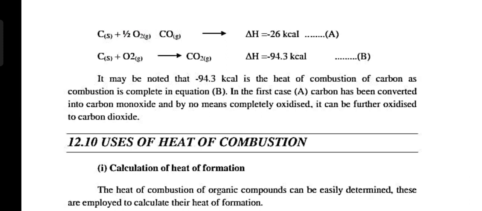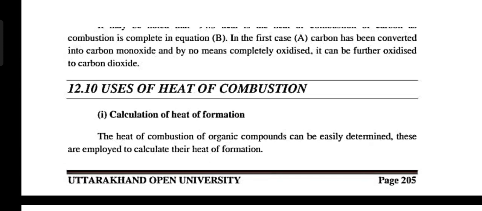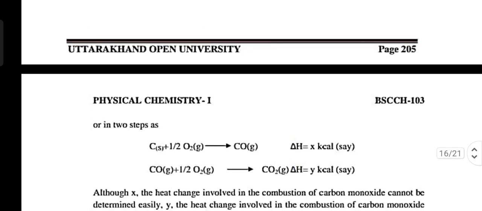Calculation of heat of formation. The heat of combustion of an organic compound can be easily determined. These are employed to calculate their heat of formation, or in two steps, as carbon plus oxygen give carbon dioxide and heat of enthalpy is x kilojoule or kilocalorie. Carbon monoxide plus oxygen give carbon dioxide and heat of enthalpy is y kilocalorie.